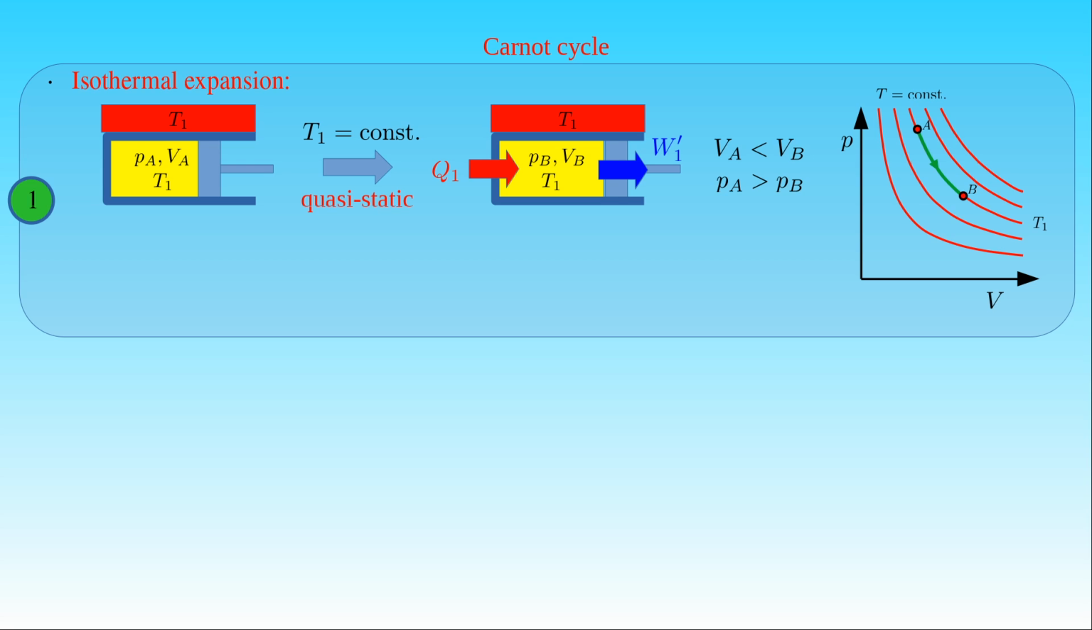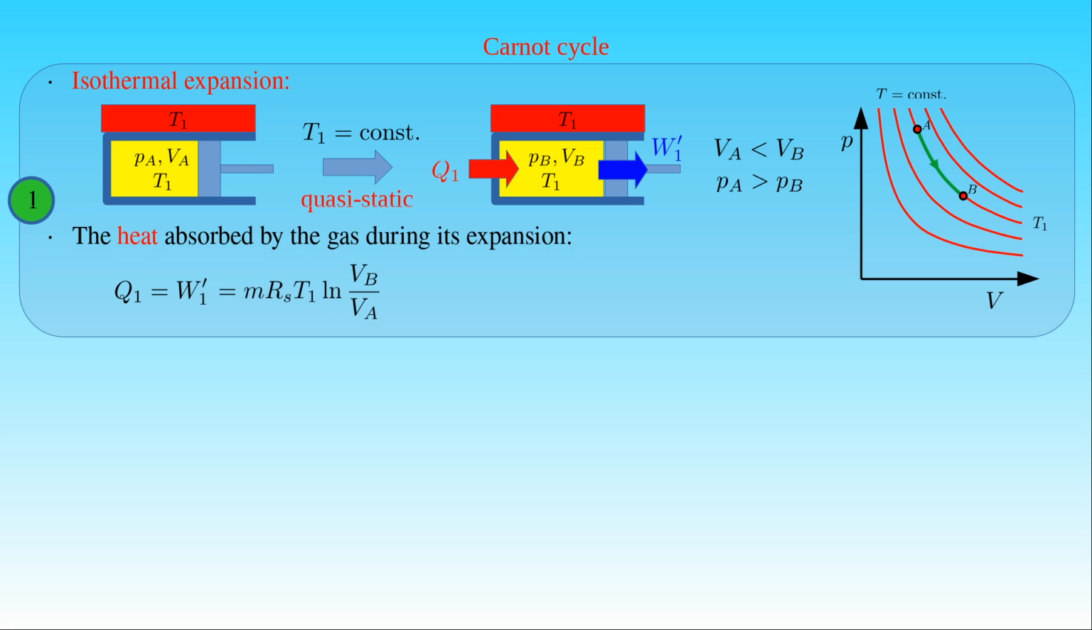We can calculate the heat Q1 absorbed by the gas during its isothermal expansion. Since the temperature of the gas is constant, its internal energy does not change in the process. Then the first law of thermodynamics states that the heat Q1 is equal to the work W'1 done by the gas, which can be written as the mass m of the gas, times its specific gas constant Rs, times its absolute temperature T1, times the natural logarithm of the ratio of its final volume VB to its initial volume VA.